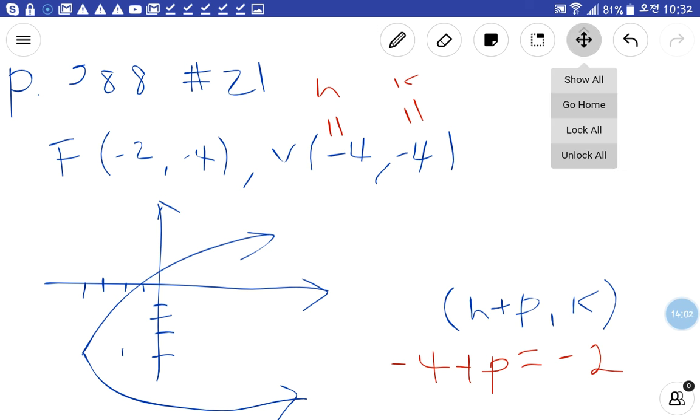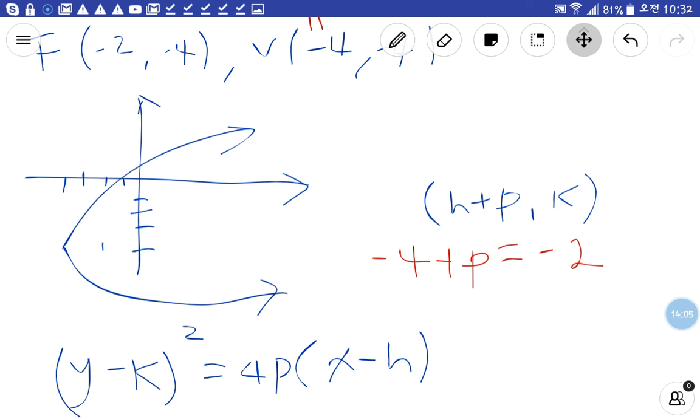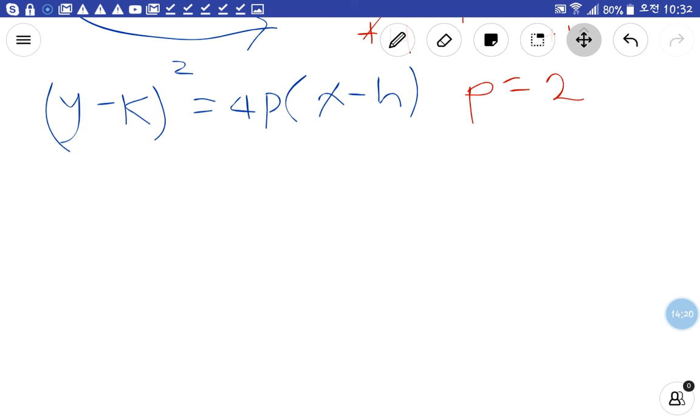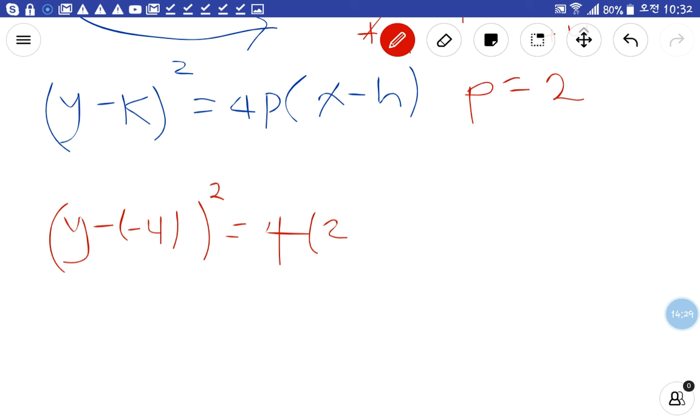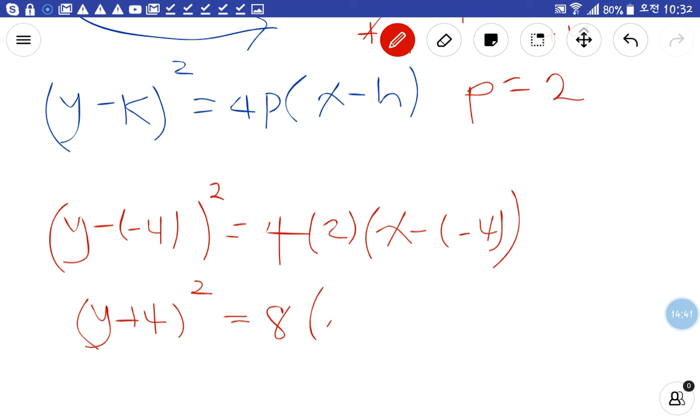Now you're going to add 4 to each side so that I can get my p. What is it? Your p would be 2. Alright, so now plug everything into the equation. My answer would be (y minus -4) squared equals 4 times 2 times (x minus -4). Just make sure you do not leave it like that. You should simplify fully: (y plus 4) squared equals 8(x plus 4). That is our answer.